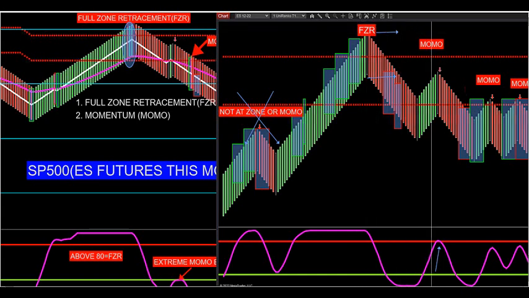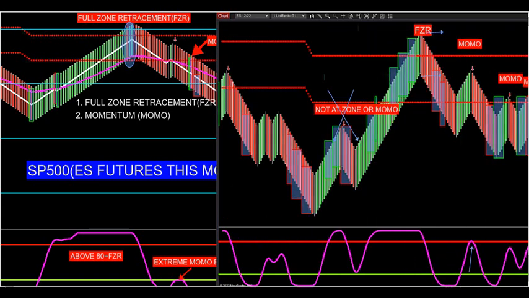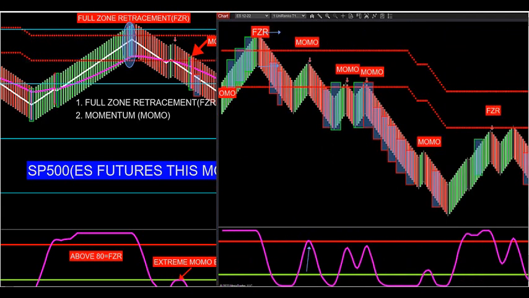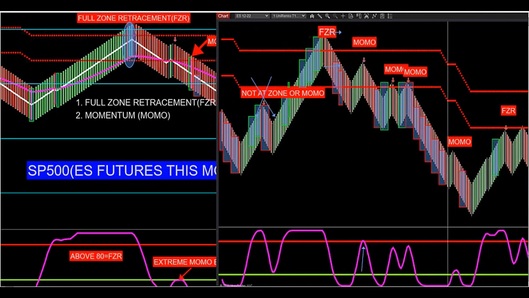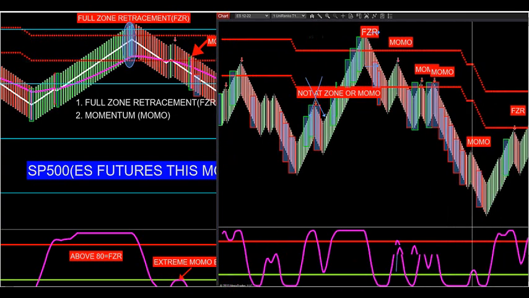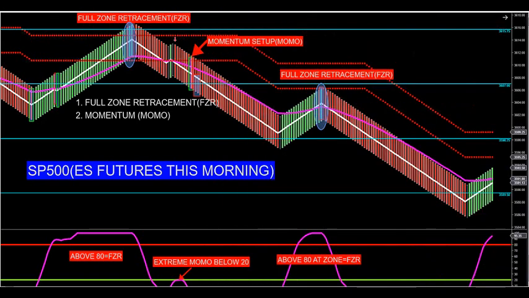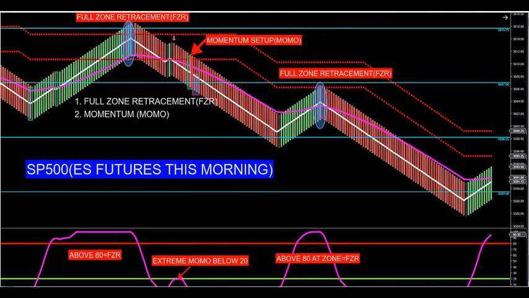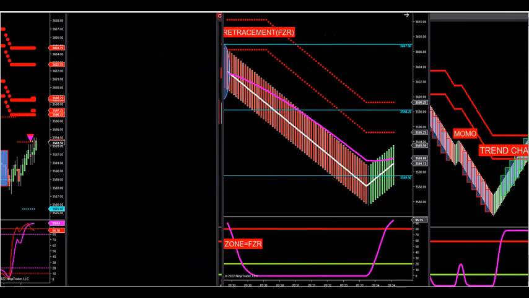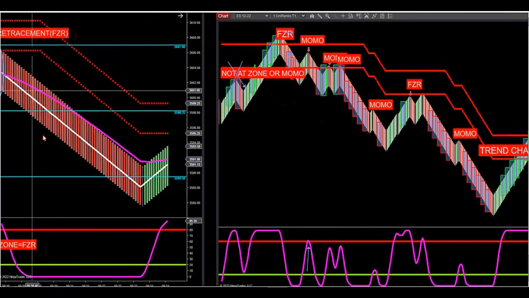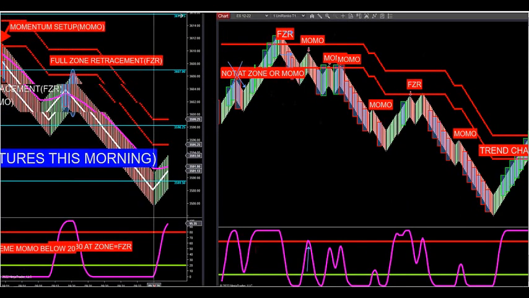But look at this compared to that. Now, if I can bring it down, look at all the momentum setups. That's why they're great beside each other. All right? Hold on. That's why they're really good beside each other. And then I get over here. I break this down. That's why I like having these charts right beside each other.